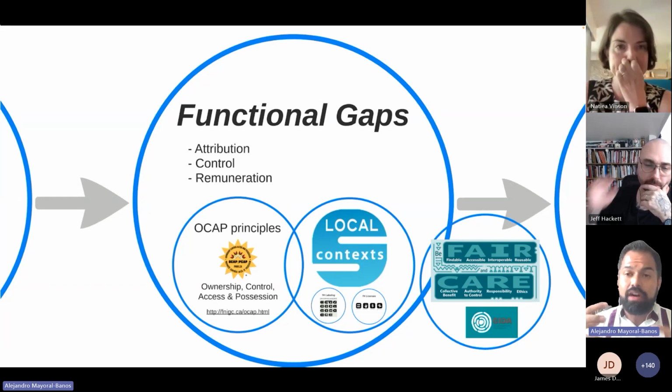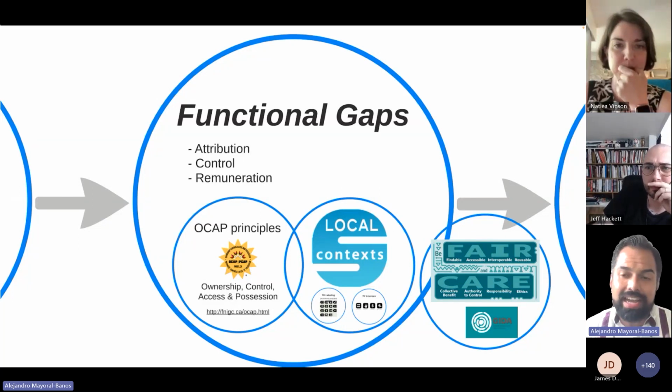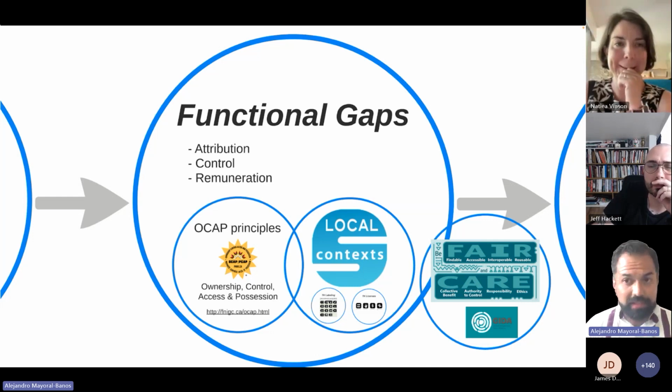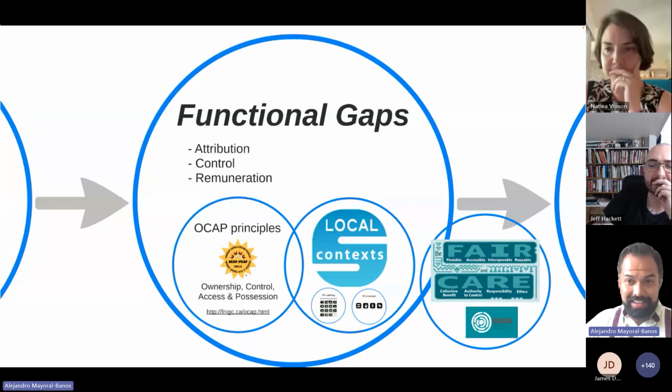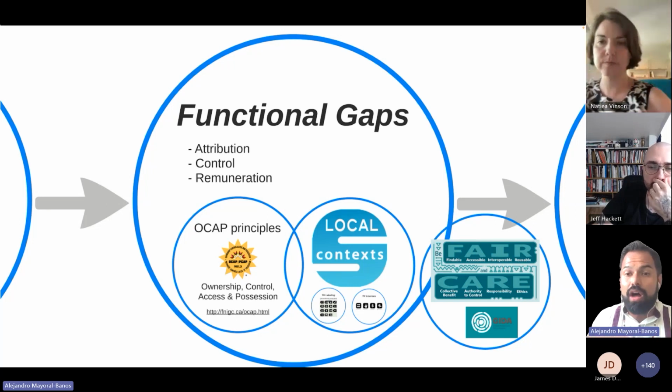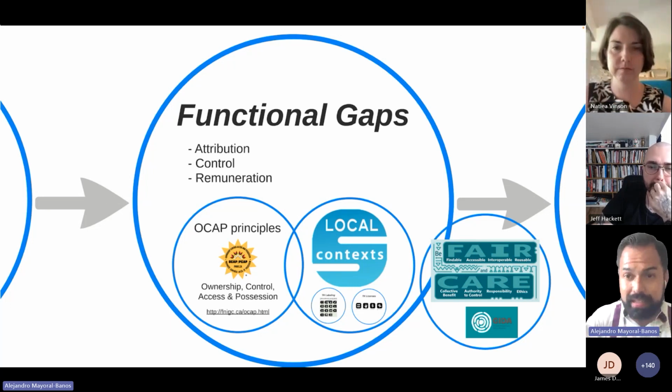The problem with applying these principles to traditional knowledge is that we are going to encounter three main problems. One is attribution. Traditional knowledge sometimes comes from many different sources. It's not just from one specific nation. Sometimes different nations share the same knowledge, and there are variations of that knowledge. So attributing a specific piece of knowledge to an author is challenging. We need to start thinking that there might be multiple authors or multiple nations that own that knowledge.